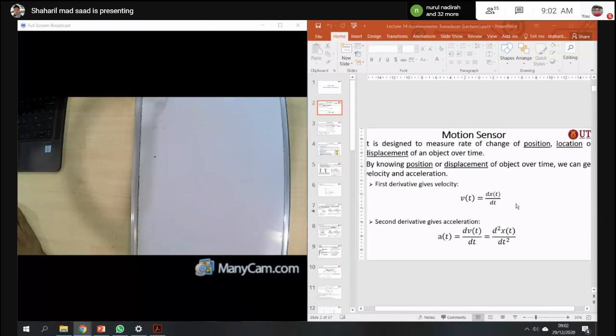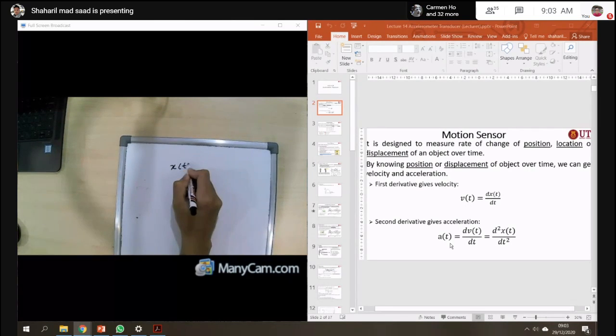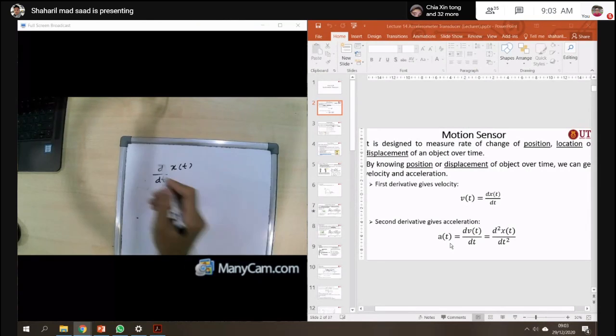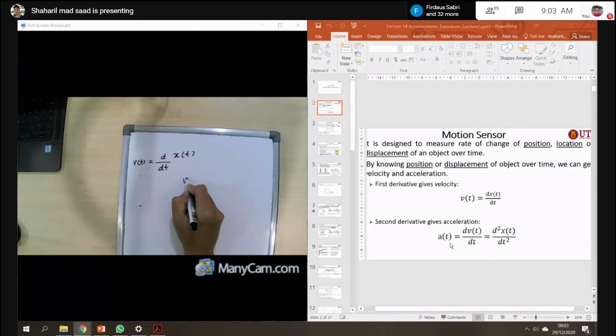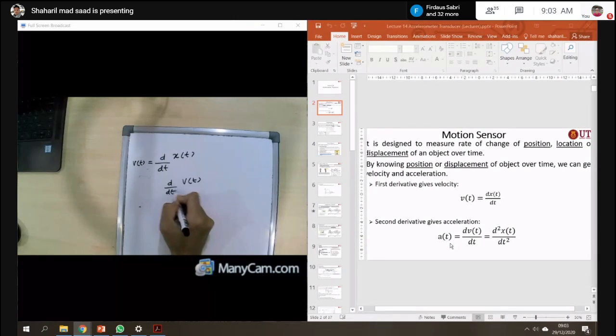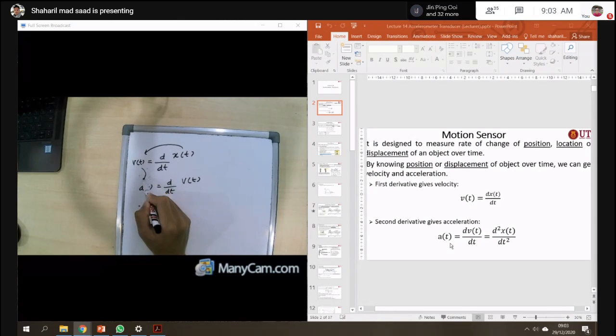Okay, so we can know the displacement and also the location and so on, right? As we know, from the first derivative of displacement we can get the velocity, and then the acceleration. Let's say this is your displacement. When you do the first derivative, d over dt, what you get here is velocity over time. And from the velocity, when you do the derivative also, what you can get is the acceleration. So this is the basic thing. From displacement you can get the velocity, and from velocity you can get the acceleration.